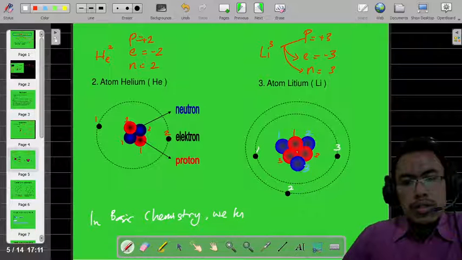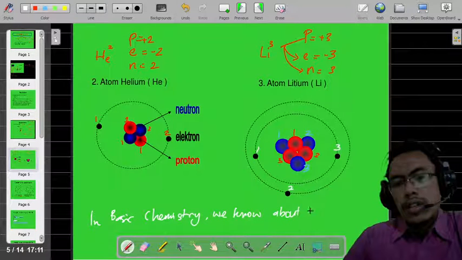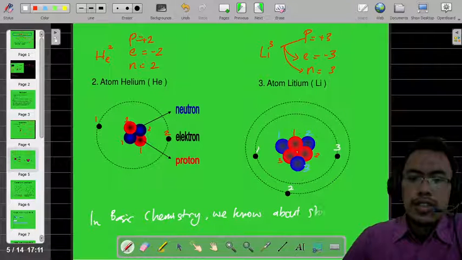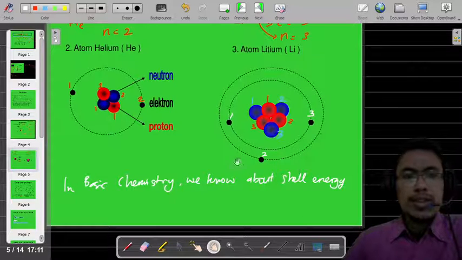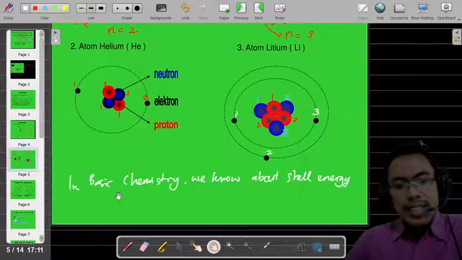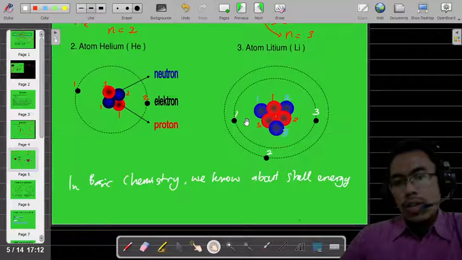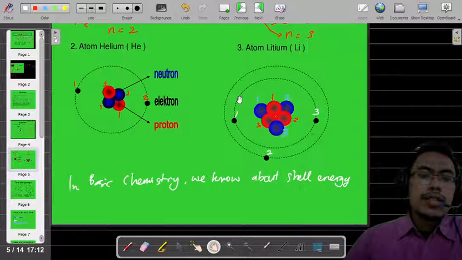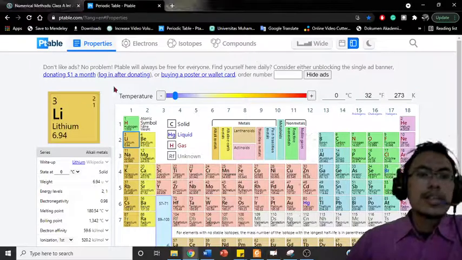Yeah, we know about the shell, I mean the energy of the shell. I will not explain it in detail because we already learned this in basic chemistry, and we can know how many shells belong to a certain element. It can be checked here.